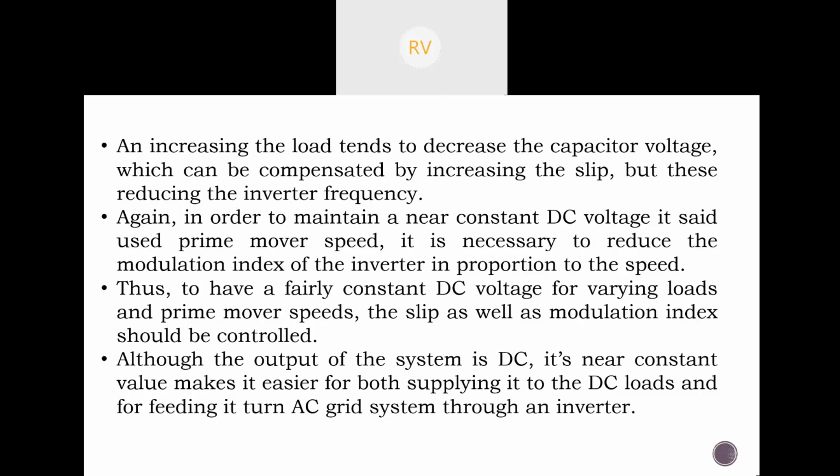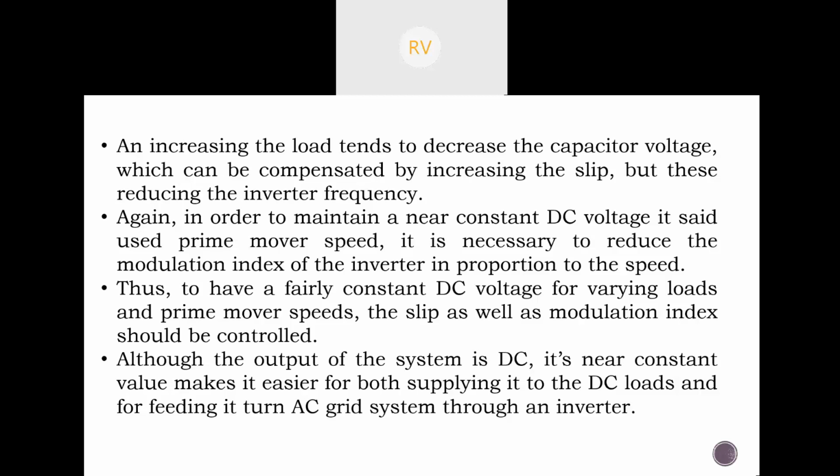Again, in order to maintain a near constant DC voltage at a reduced prime mover speed, it is necessary to reduce the modulation index of the inverter in proportion to the speed. So we need to make sure that the DC voltage is constant at reduced prime mover speed. Even if the prime mover speed is reduced, we need to make sure that the DC voltage is constant, right? So in order to do all these things, we need to relatively reduce the modulation index of the inverter.